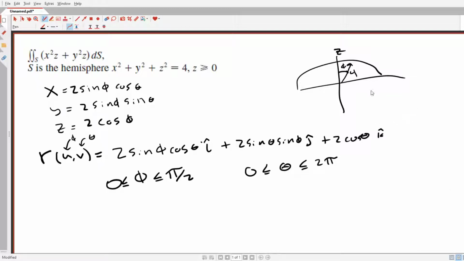Okay, so what I've done is I've parameterized in terms of phi and theta, but I want it in terms of u and v. Again, it really doesn't make that big of a difference, but I'm trying to keep this very consistent so things don't get confusing. So phi is u and theta is v.